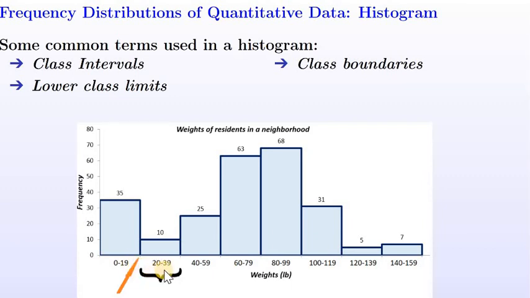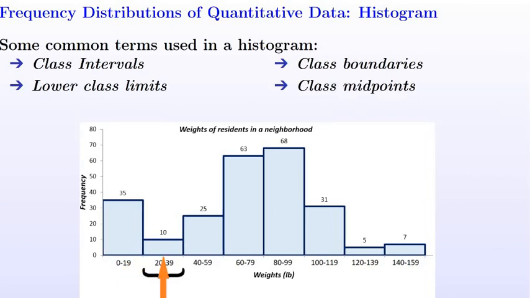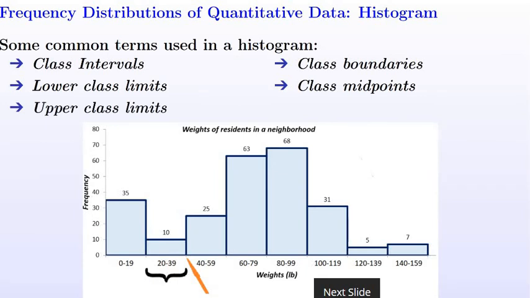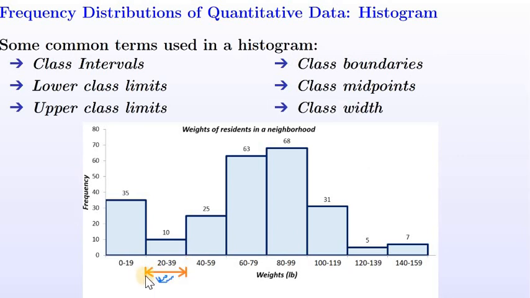For this class interval, the lower class limit is showing with this arrow. Class midpoints. Here in this histogram, the arrow is showing the class midpoints. Upper class limits. In this histogram, the arrow is showing the upper class limit for this class interval. Class width. In this histogram, the double-headed arrow is showing the class width.